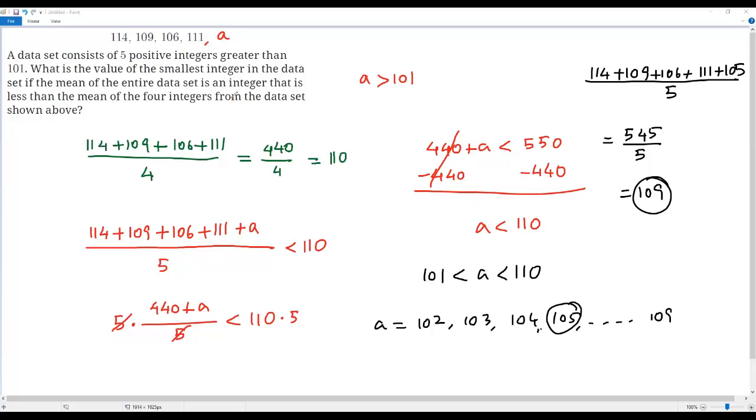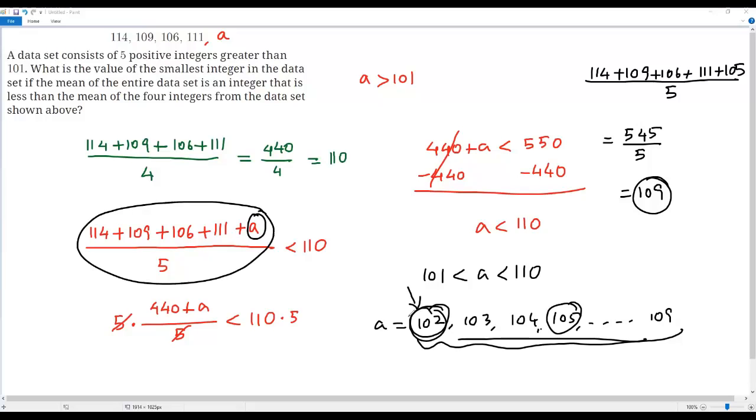Most students make a mistake in this kind of question. As soon as they get the list of integer values for A, since the question is asking us to find the smallest integer, each and every student will decide 102 as their answer, because this is the smallest of all these possible integer values. But the value you choose for A must give the mean of the entire data set as an integer. So I have to check this value 102 with the mean of the entire data set. But when I plug in 102 for A over here, the mean of the entire data set is not an integer, it's a decimal. So we cannot decide 102 as the value of A.